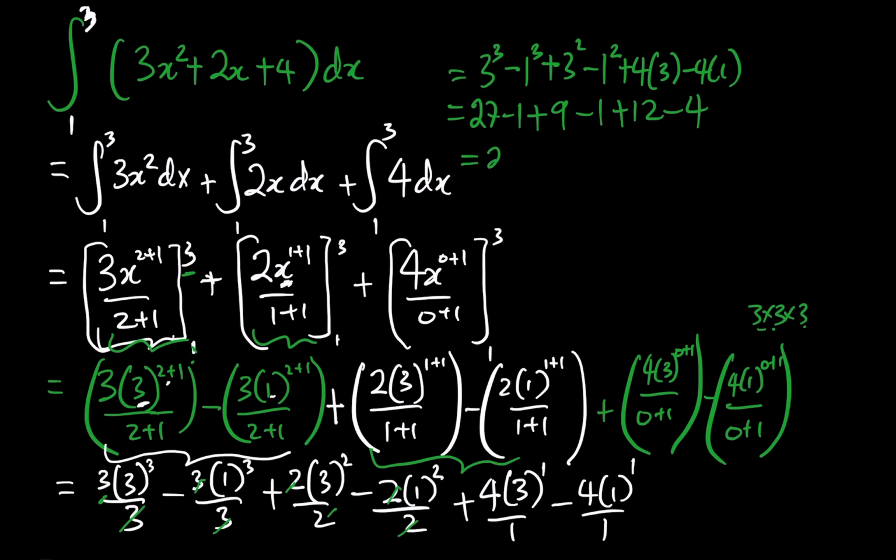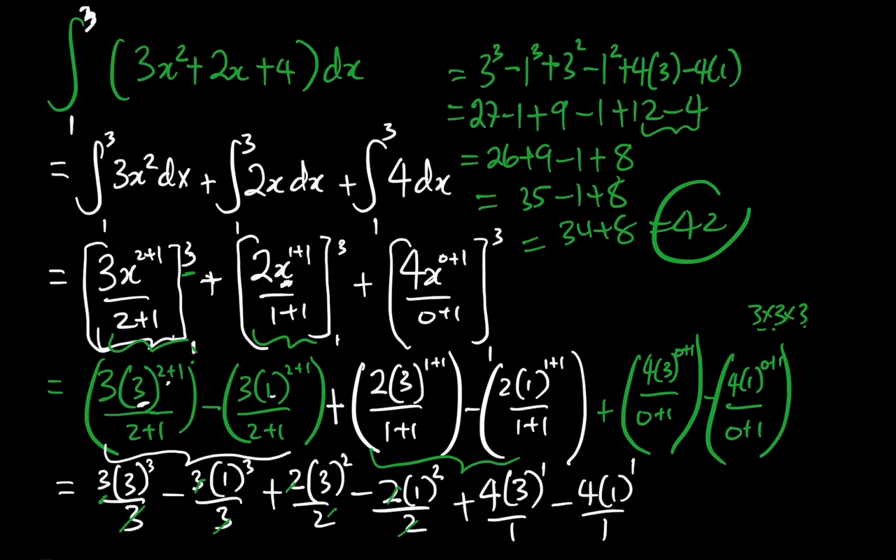So we end up getting 20. We're now getting 26 plus 9 minus 1 plus this 2 gives us plus 8. So we're going to get 35 minus 1 plus 8, which is going to be 34 plus 8, which is 42. 42 being our final answer.